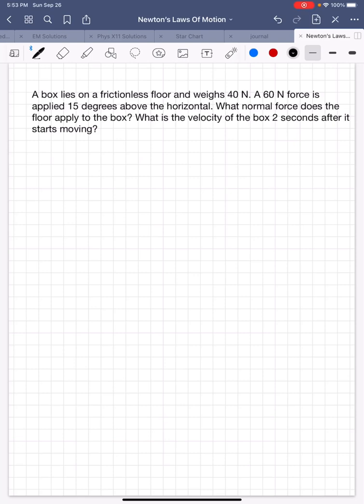All right, everybody, I want to take a moment and talk about Newton's laws. This is a little bit of a step back, but if you're struggling with this idea, I think it would be helpful to look at this problem. It says a box lies on a frictionless floor and weighs 40 newtons.